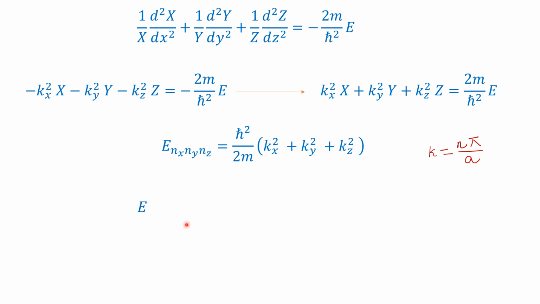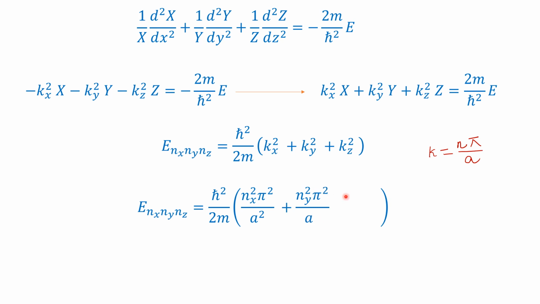So this equation will become E sub nx ny nz is equal to h cross squared over 2m times this. I am replacing k by this, which is equal to nx squared pi squared over a squared plus ny squared pi squared over a squared plus nz squared pi squared over a squared.